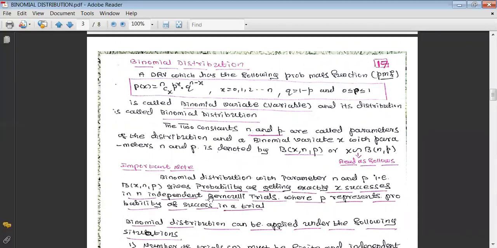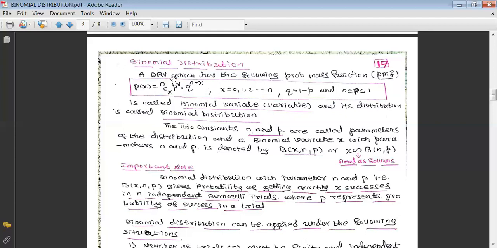Now, first let us define the binomial distribution. It will be in this fashion: a discrete random variable which has the following probability mass function, written as PMF, given by P of x equals nCx, p raised to x into q raised to n minus x, where x takes the values 0, 1, 2, 3, and so on up to n, and q is the notation that stands for 1 minus p, and p is the probability of success. It always lies between 0 and 1. Any discrete random variable which has this as its probability mass function is called a binomial variate, and its distribution is called the binomial distribution.